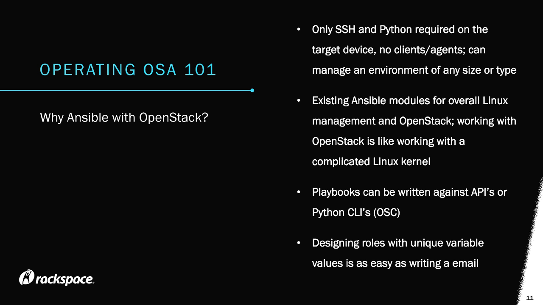And then the last thing that jumped out to me is being able to design roles with unique variable values. It's just as easy as writing an email. Ansible is based on YAML. You can even write Ansible in JSON, which I don't think anybody really wants to do, but you could if you wanted to. But the basis of the way you write your Ansible code, your playbooks or your roles, is YAML. To me, YAML happens to be one of the simplest markup languages and easiest to read as a human.